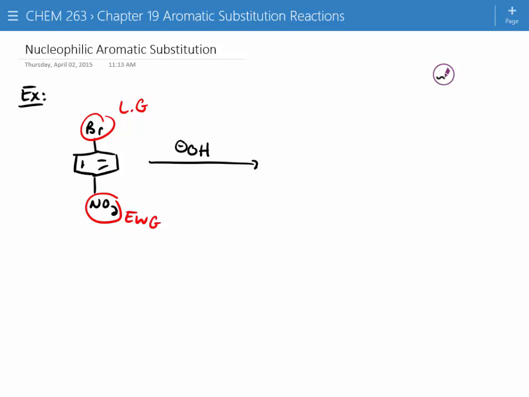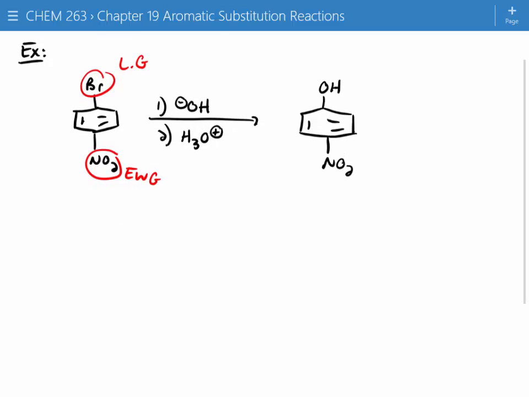If you do this, you can have sodium hydroxide in step 1. And then you can have an acidic workup in step 2. And you can swap out the bromine for an alcohol and form a new phenol. So this is pretty weird because we know that hydroxide is not an electrophile, it's a nucleophile. So we have to figure out what's going on. And the mechanism is pretty straightforward.